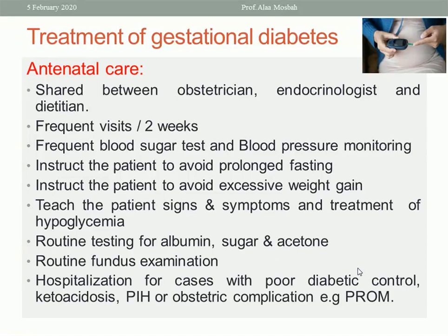Instruct the patient to avoid excessive weight gain, and teach the patient the signs and symptoms and the treatment of hypoglycemia. Do routine testing for albumin, sugar, and acetone, and routine fundus examination each trimester. Hospitalize cases with poor diabetic control, ketoacidosis, pregnancy-induced hypertension, or obstetric complications like preterm labor or premature rupture of membrane.